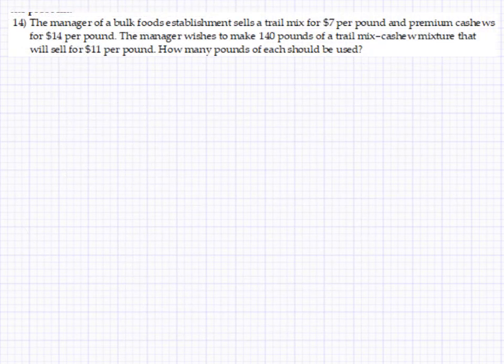So here we have a word problem that's going to create a system of equations. So a manager of a bulk food establishment sells trail mix at $7 per pound and premium cashews at $14 per pound. The manager wishes to make 140 pounds of a trail mix cashew mixture that will sell for $11 per pound. How many pounds of each should she use? So let's establish two variables. X is your amount of trail mix.